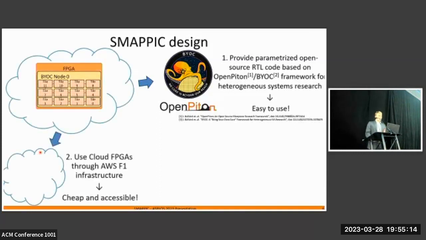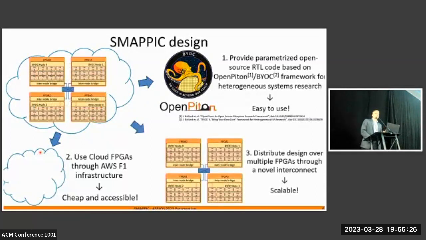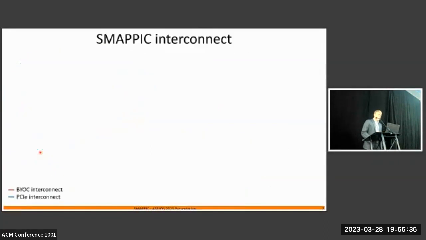Second, we use cloud FPGAs through AWS F1 infrastructure. By doing this, you can access your FPGAs on demand, pay as you go, and you can access them remotely from anywhere in the world. And finally, the biggest characteristic of our work is we distribute design over multiple FPGAs through a novel interconnect, making your prototypes scalable. So let's take a closer look at the interconnect.